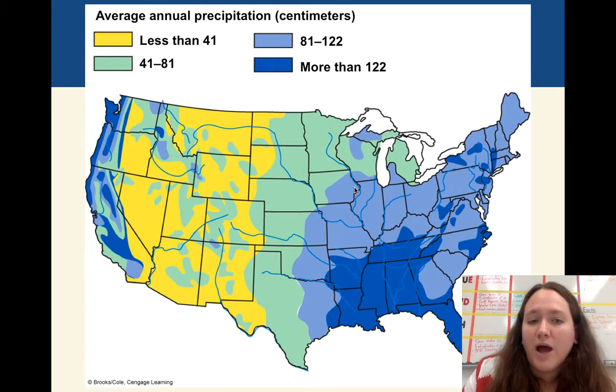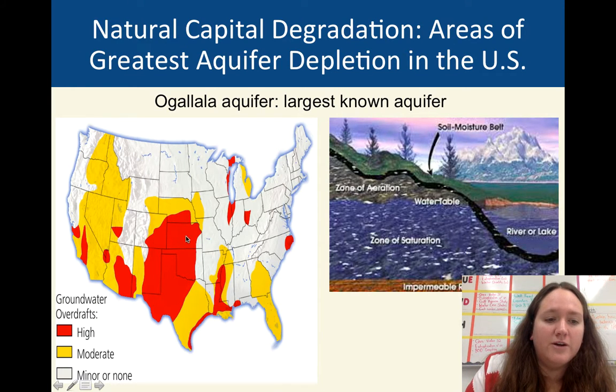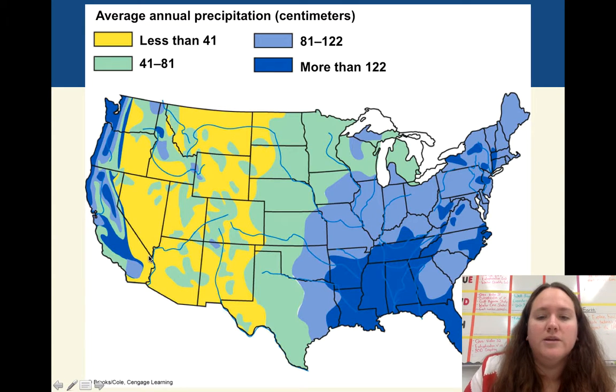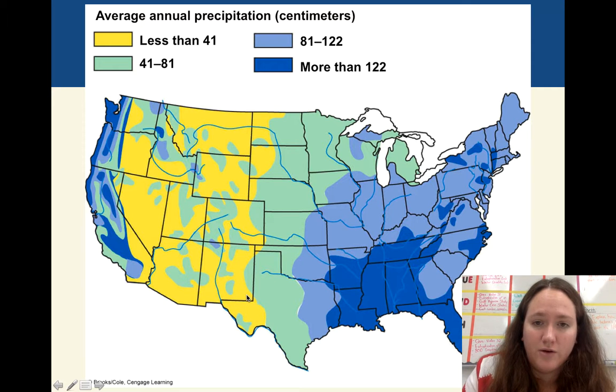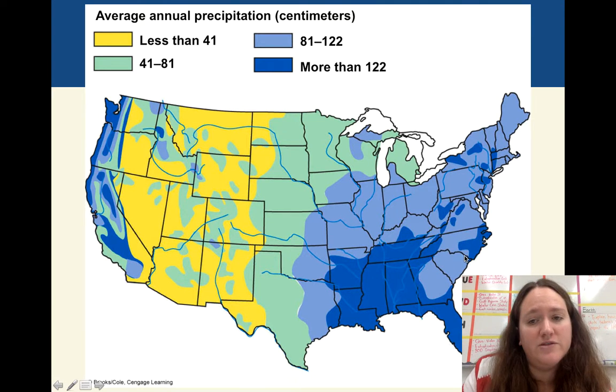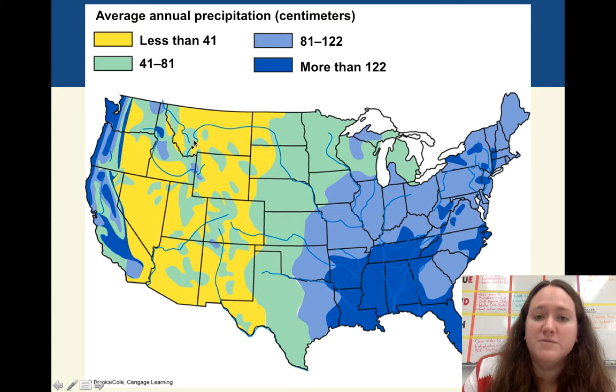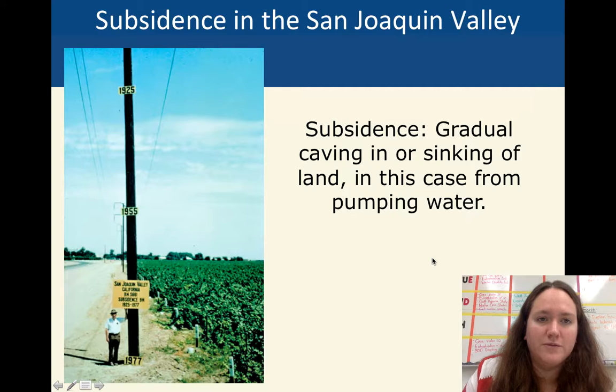So looking at this map, hang on, I'm going to go back for a second. This is where your area of high and moderate groundwater overdrafting is. And if you look here, you'll notice that this is also the place where we get the least amount of rainfall. So that's why we're taking out more than what's being put in. Here in North Carolina, we actually get a pretty good amount of rain, so we don't have too much to worry about for our groundwater depletion. But a lot of our agriculture and our crops come from this part of the United States, so we still are going to have to worry about that in the future.